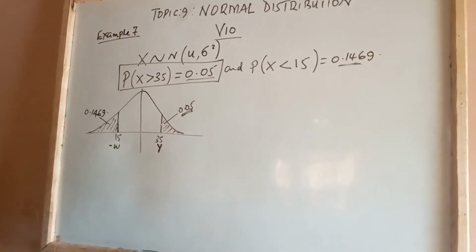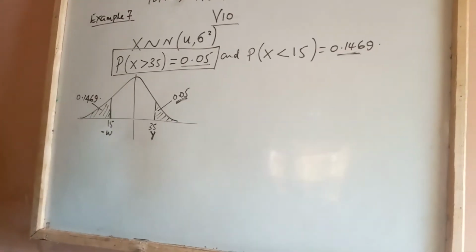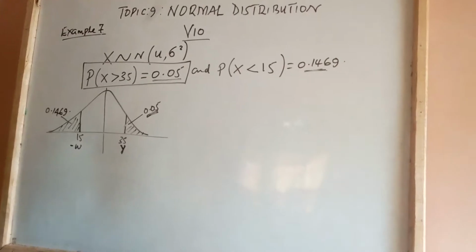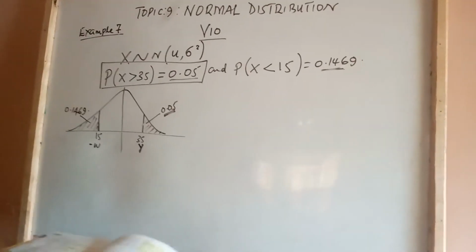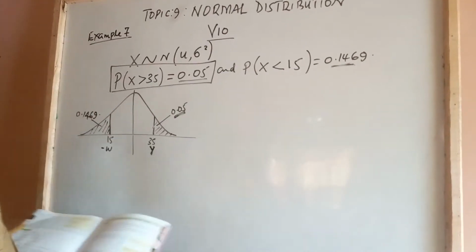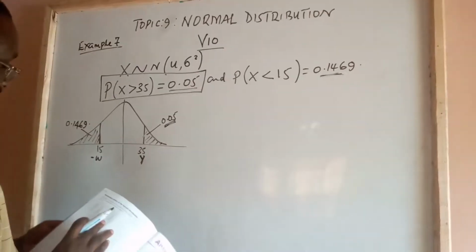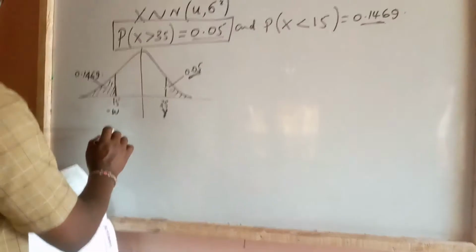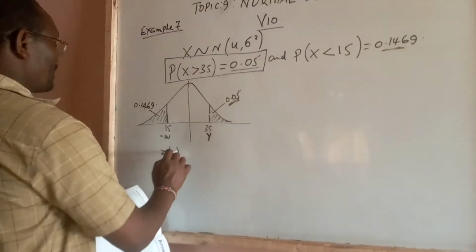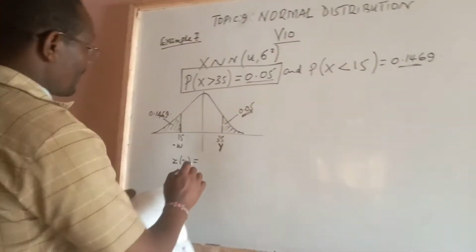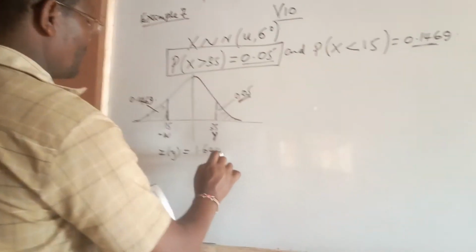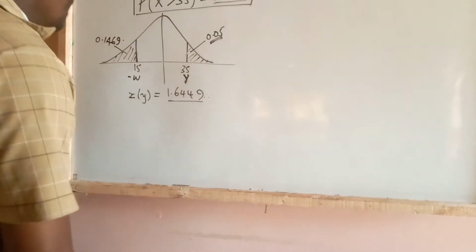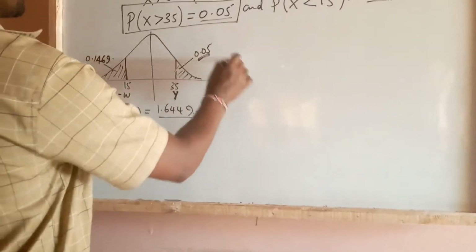Having understood that, let's go directly to the percentage table, because 0.05 looks very conspicuous. We might find it there, because the greater than allows us to do that. 0.05, and yes, it's there. And z, which in this case is our y, is equal to 1.6449. This one is associated with that.